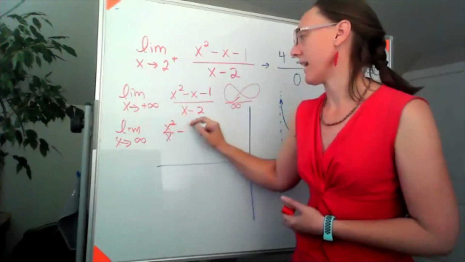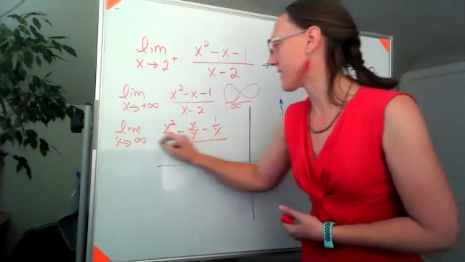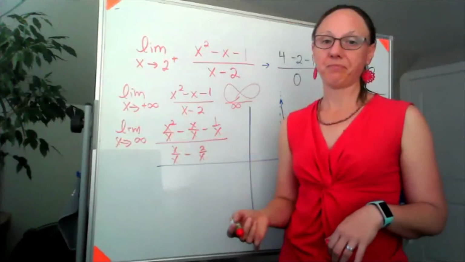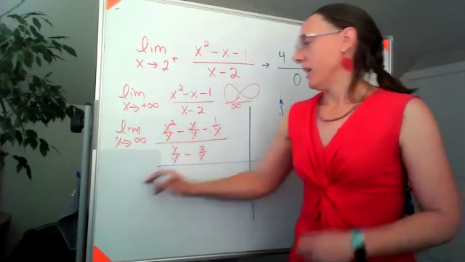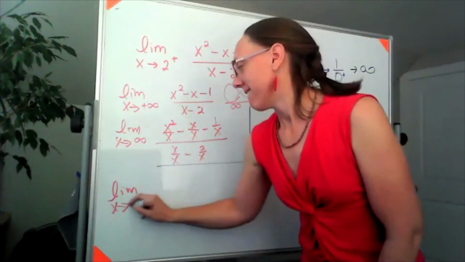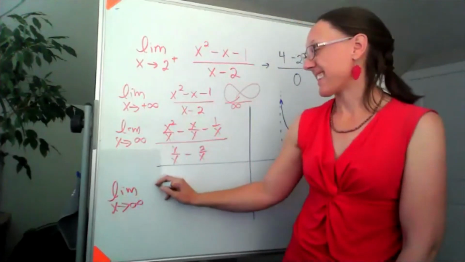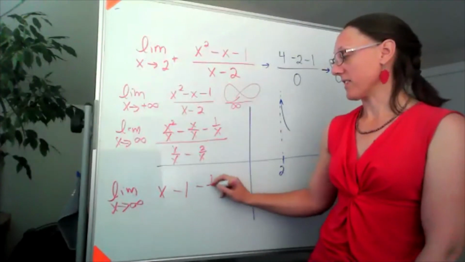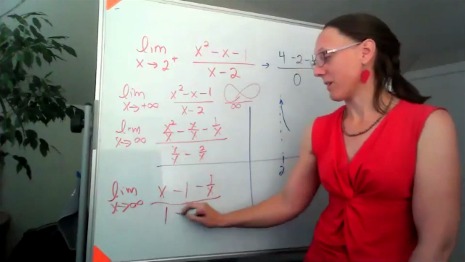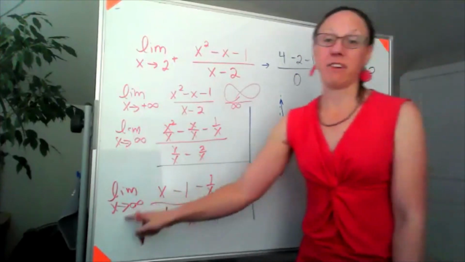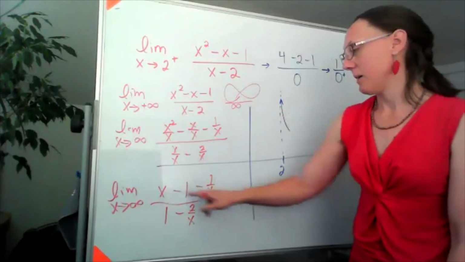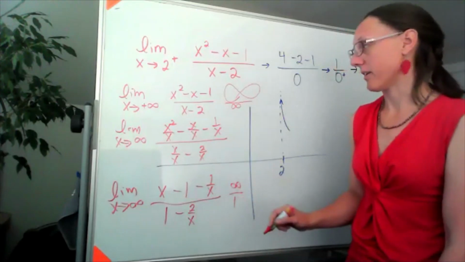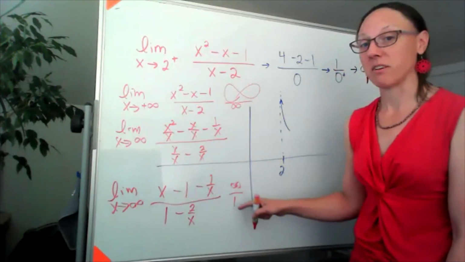So I've got x squared over x minus x over x minus 1 over x, all over x over x minus 2 over x. That x squared over x simplifies to be an x. X over x turns into a 1. I've still got that 1 over x. X over x becomes a 1, and then I've got that 2 over x. And finally, if I plug that infinity in at the last minute, I've got infinity on top and a 1 on the bottom, which means we're headed to positive infinity.